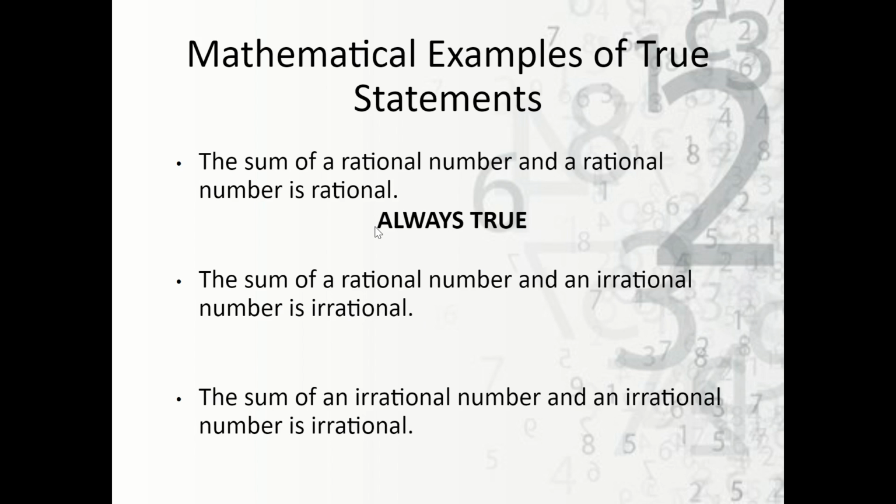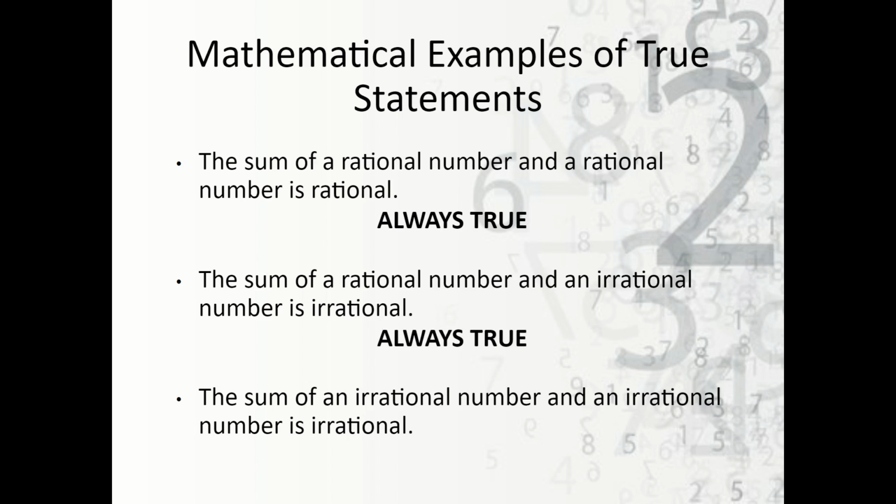The sum of a rational number and irrational number is irrational. Well, if I add a fraction plus pi, I will always have that pi, and because they're not like terms, I can't add them together, so it will always stay irrational then. So that's always true. And the sum of an irrational number and an irrational number is irrational.